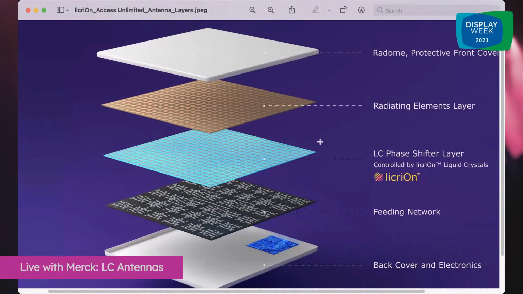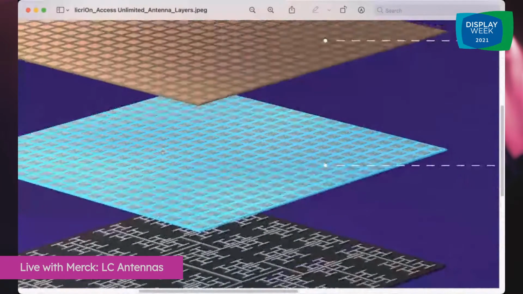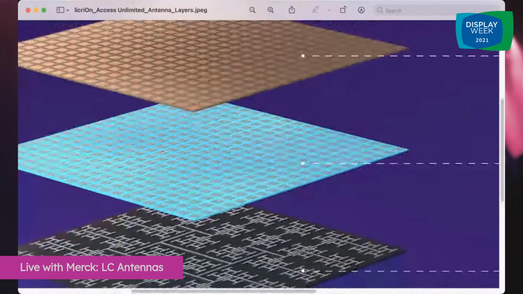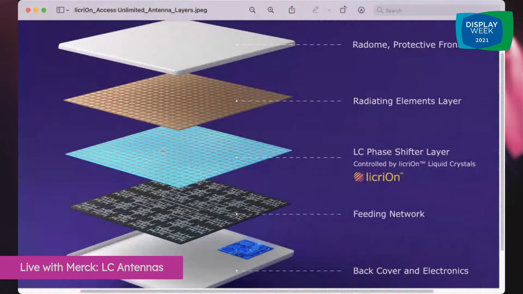Basically, you have to get the microwaves to the individual cells. That's what the feeding network is doing. There are some feeders down there, and it's typically based on PCB. Yeah.